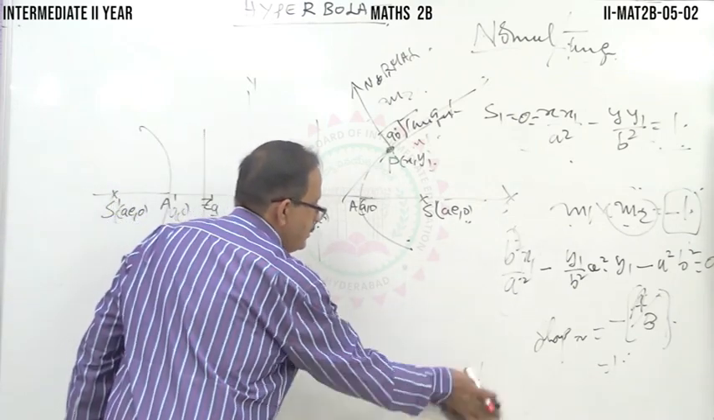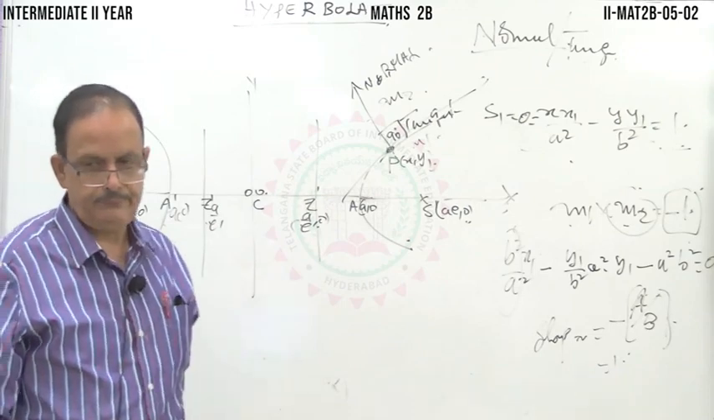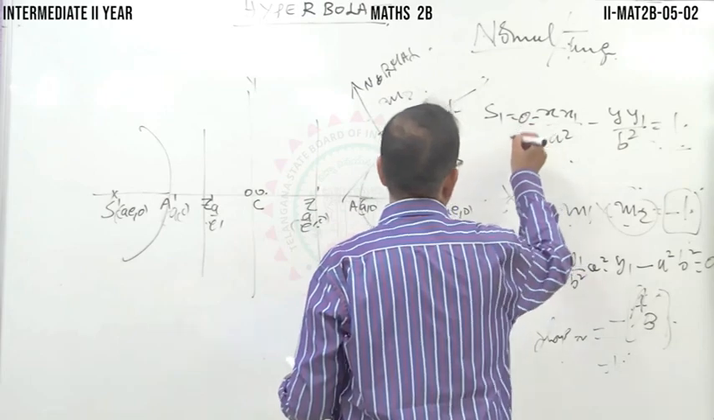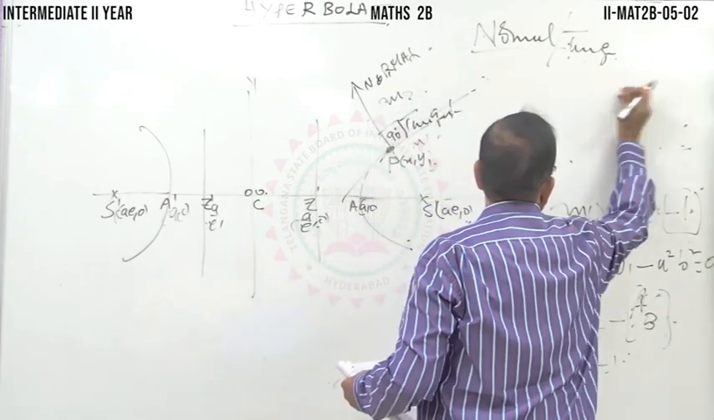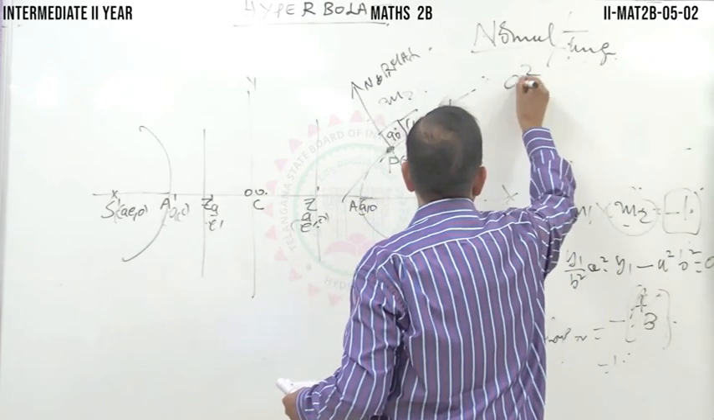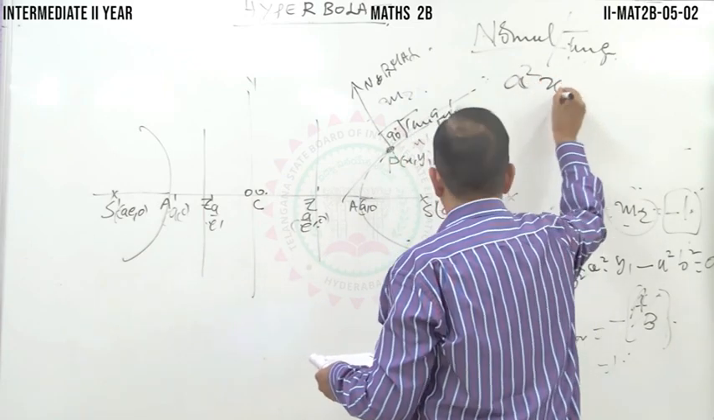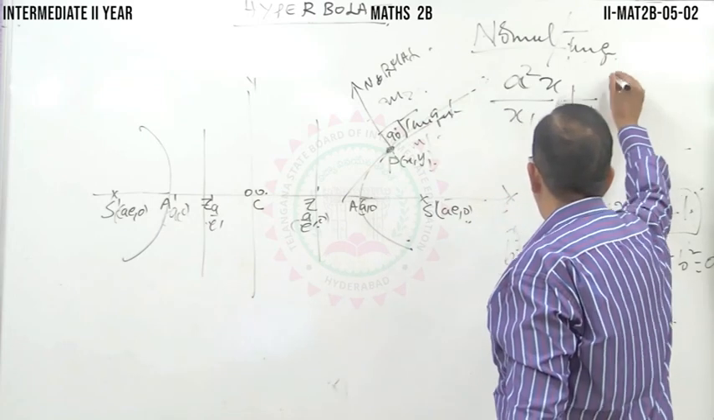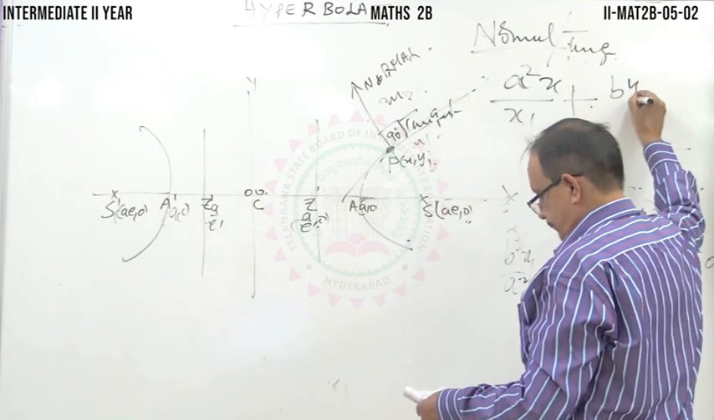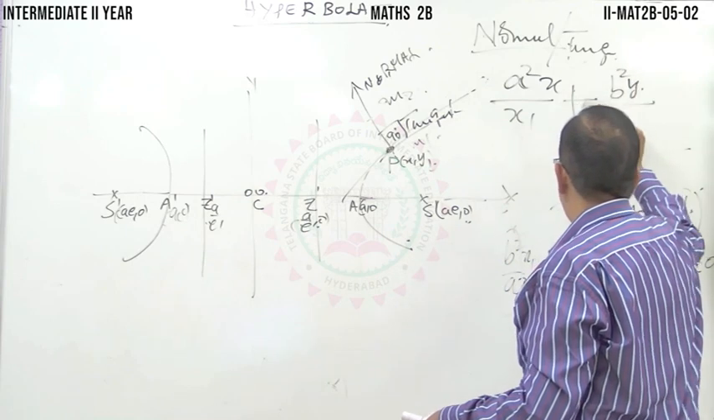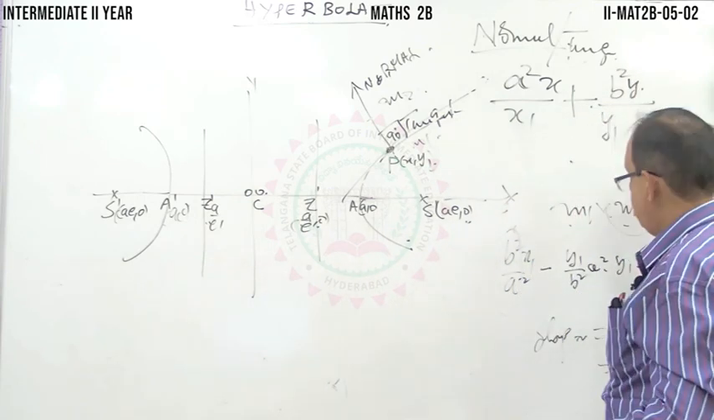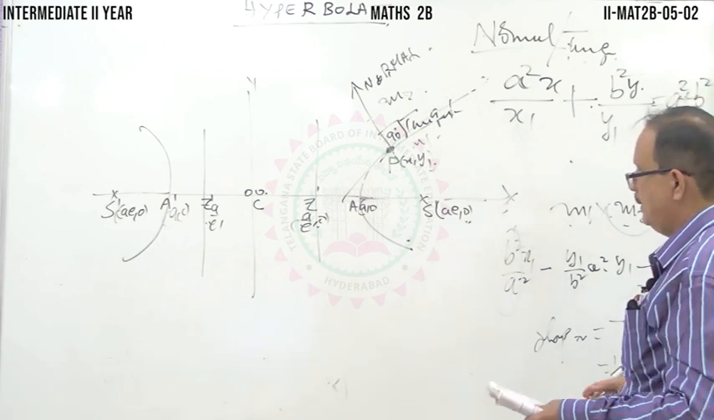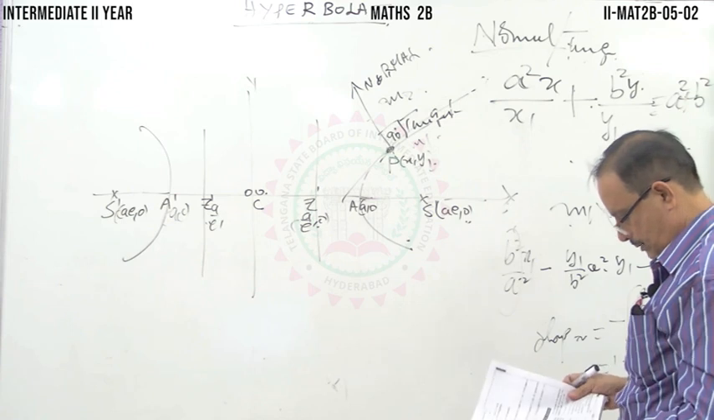So the normal equation, please write down. The normal equation you can write in this form: a square x by x1 plus b square y by y1 is equal to a square plus b square.